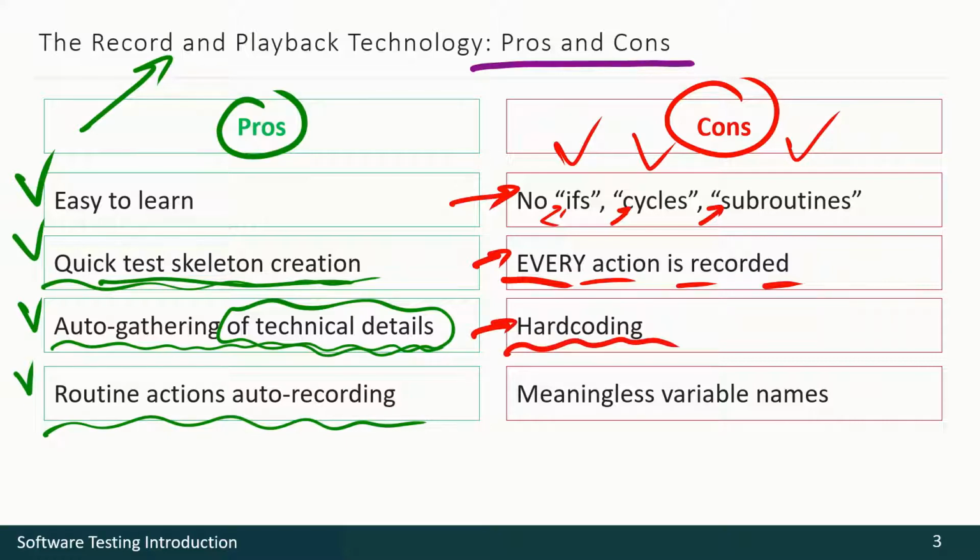Hard coding is bad. Since everything is recorded, any value you use during your test is also recorded. And last but not least, meaningless variable names. If your automation tool uses variables, usually their names are not meaningful for a human. So you have to edit those names.